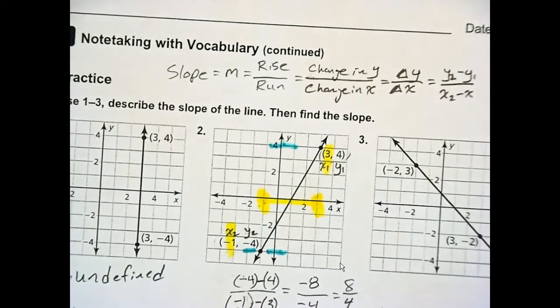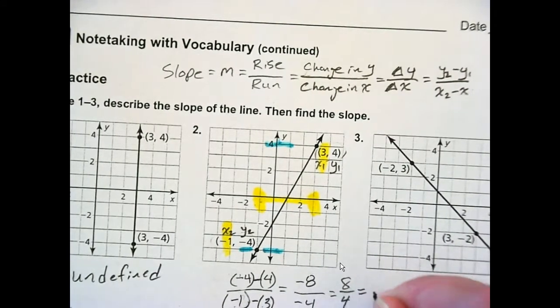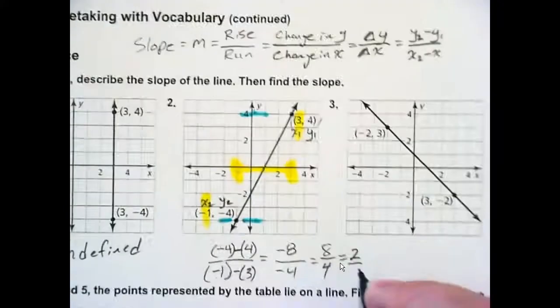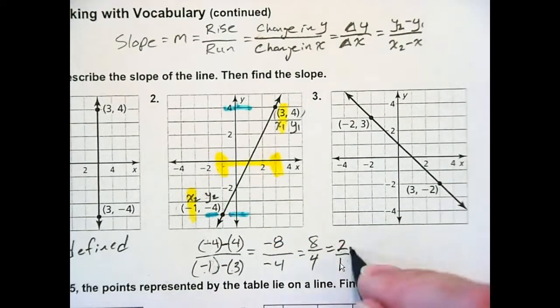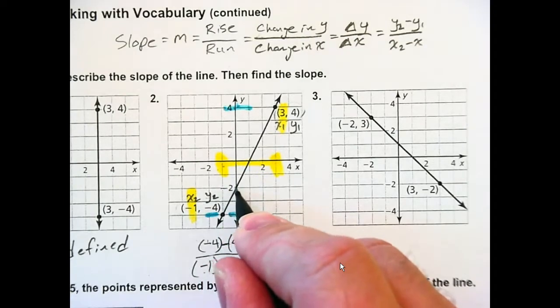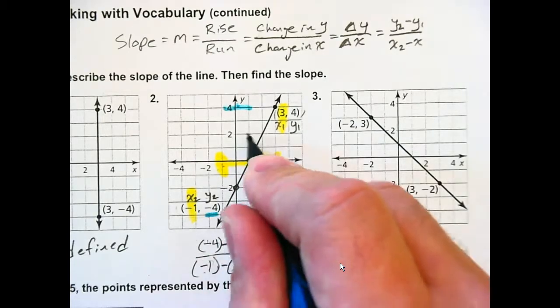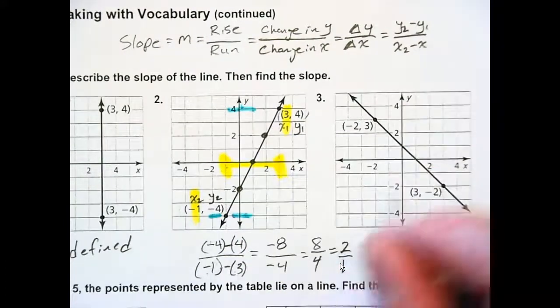So it ends up working out in the long run. And 8 divided by 4 is what? 2. And how do we make 2 into a fraction? 2 over 1. Now, please note, if I start at this point and I go up 2 and over 1, what happens? I get a point on that line. I go up 2 and over 1, I get another point. That is how you use the slope formula given 2 points.